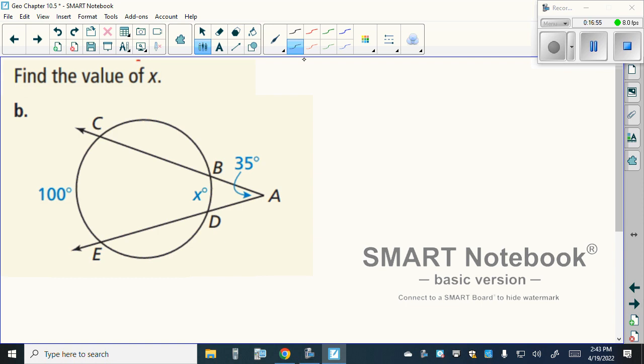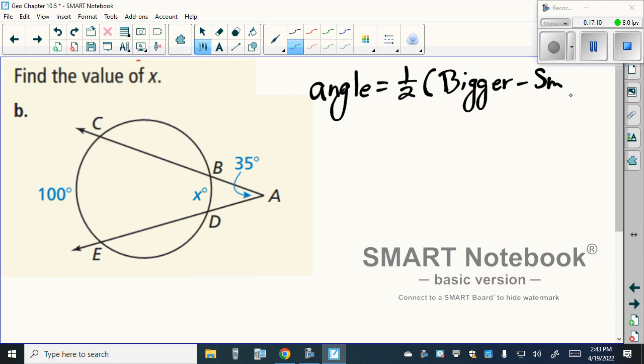Let's look at this one here. Is the angle inside or outside? Outside. So we have our angle is equal to 1/2 of the bigger arc minus the smaller. Now what's our angle this time?